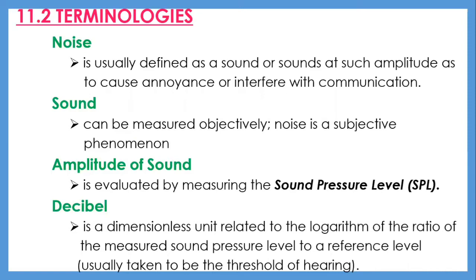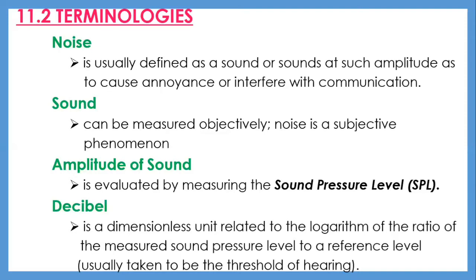On the other hand, the amplitude of sound is evaluated by measuring the sound pressure level or the SPL. Here, the range of SPLs to which the human ear is sensitive is so wide, that would be 0.0002 to 20 newtons per square meter. That linear scaling would present a problem. And for this reason, a logarithmic scale or the decibel scale is used.